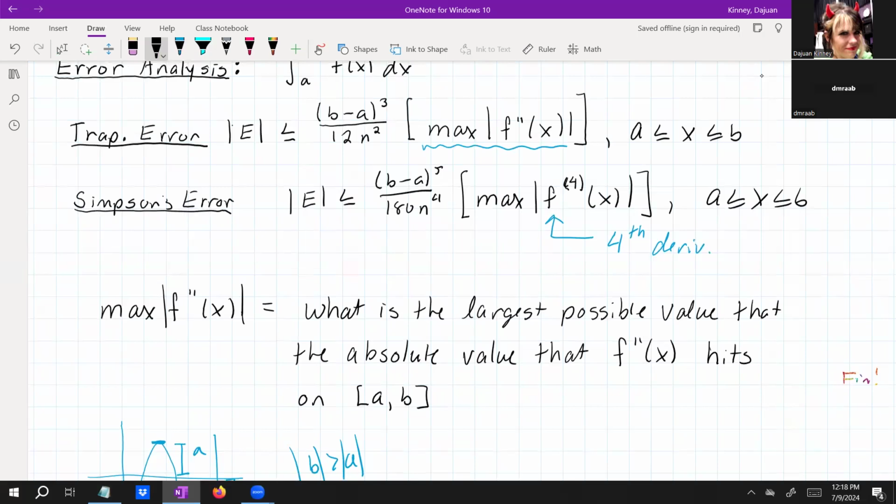So, yeah. I don't think homework's going to have you do too many of the error analysis, but if they do, now you have that information.